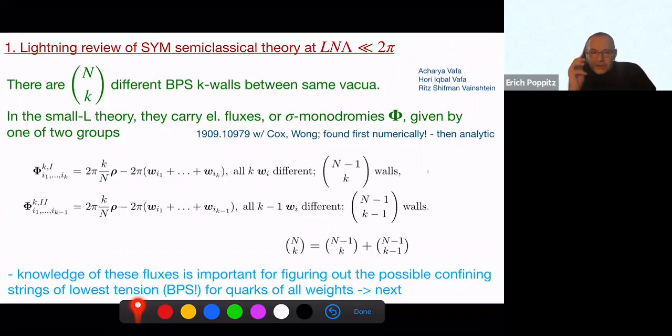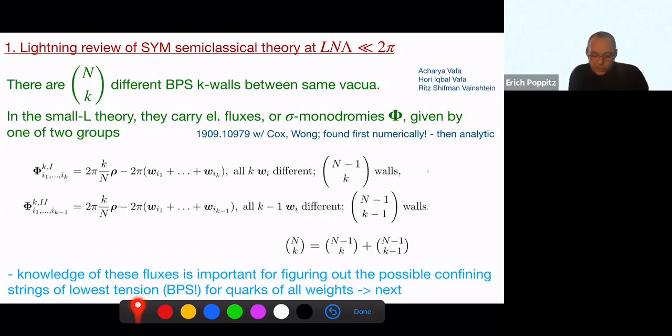And remember that the sigma field is a field which is defined on a torus. So as you traverse the wall, there could be a monodromy associated with that. And so what happened last year is that with Andrew Cox and Sam Wong, we first numerically found and then have an analytic argument as to the electric fluxes carried by the various walls. Remember that the change of the sigma field is the electric flux. And it turns out that there are n choose k electric fluxes, and there is some formula I will not explain.